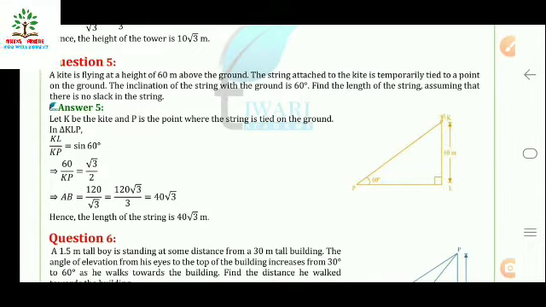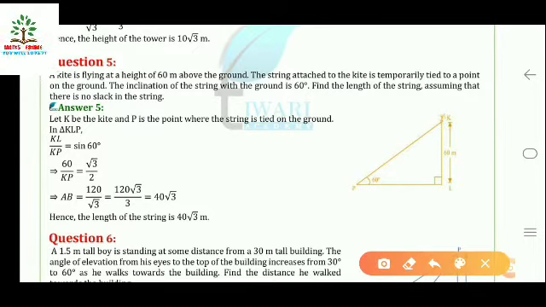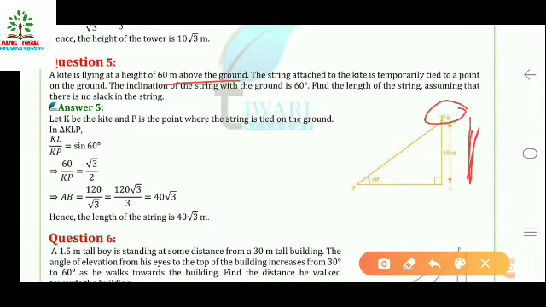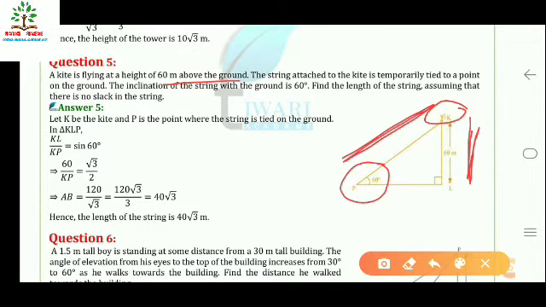Okay, so again we can see in question number 5, this is almost the same. Here we have to find the length. The question is, a kite is flying at a height of 60 meter above the ground. So this is the position of the kite and it is 60 meter above the ground. The string attached to the kite is temporarily tied to a point on the ground. The inclination of the string to the ground is 60 degree. So this is the string of the kite. Find the length of the string, assuming that there is no slack in the string.